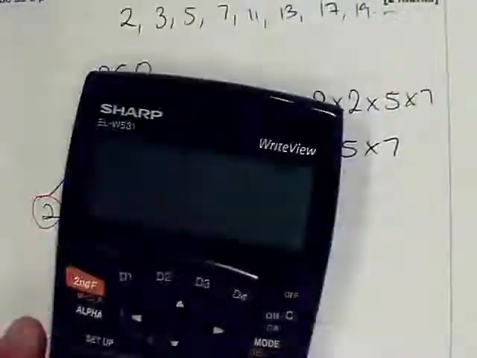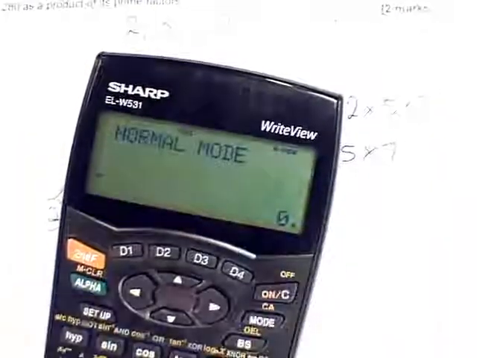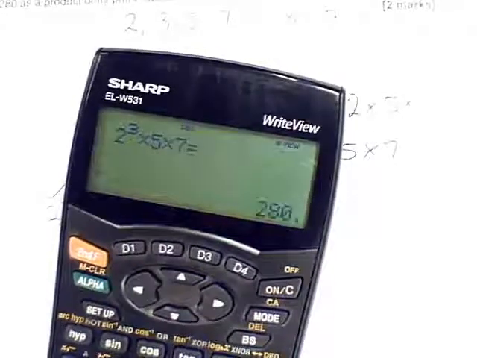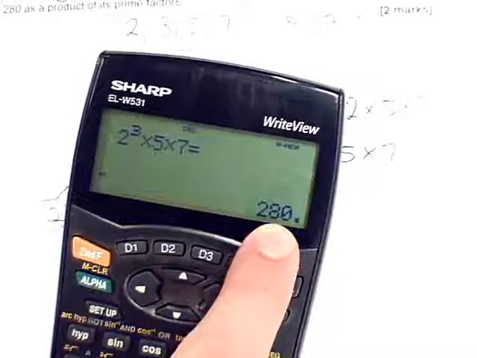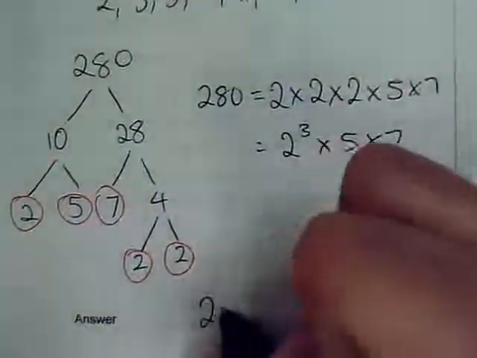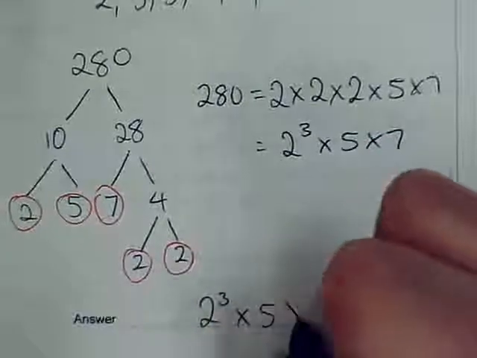Okay, just check this on your calculator. Pop it back into the calculator, so 2 cubed times 5 times 7. If it doesn't make 280, then you've done it wrong. That's what it was in the question. So I'm going to write that as my final answer.